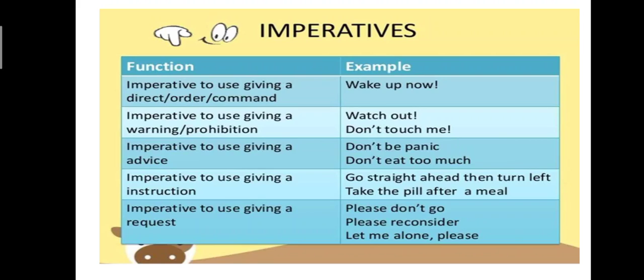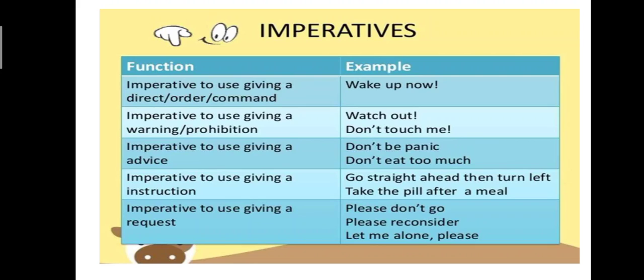ठीक है, मीन एज अ रिक्वेस्ट भी हम इन्हें यूज़ करते हैं. सो दीज आर द एग्जाम्पल्स. कमांड, ऑर्डर और डायरेक्ट के लिए लाइक wake up now, for warning and prohibition, watch out, don't touch me. Imperative is used for giving advice: don't panic, don't eat too much.